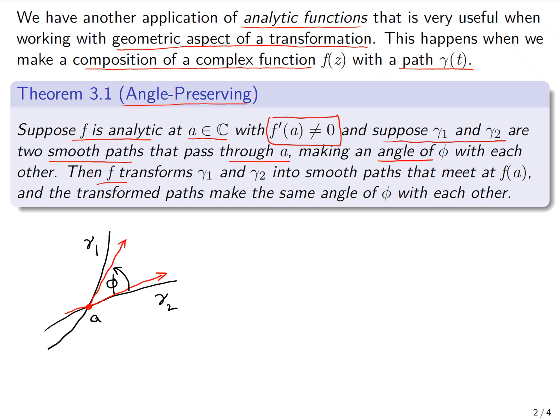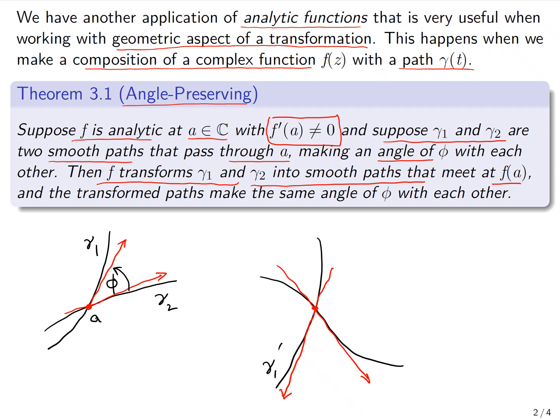Then f transforms gamma 1 and gamma 2 into two new paths meeting at f(A). Say we have these two: this is gamma 1 prime, the image of gamma 1, and this is gamma 2 prime, the image of gamma 2. What it says is that this angle is the same. It has the exact same angle phi in this situation as well. So this is the f(A) point. The transformed paths meet at f(A) and have the exact same angle as in the previous case. So the angle between the two paths is preserved even if you transform under the analytic function f(z). This is an interesting idea, and that's why we call this the angle preserving theorem.